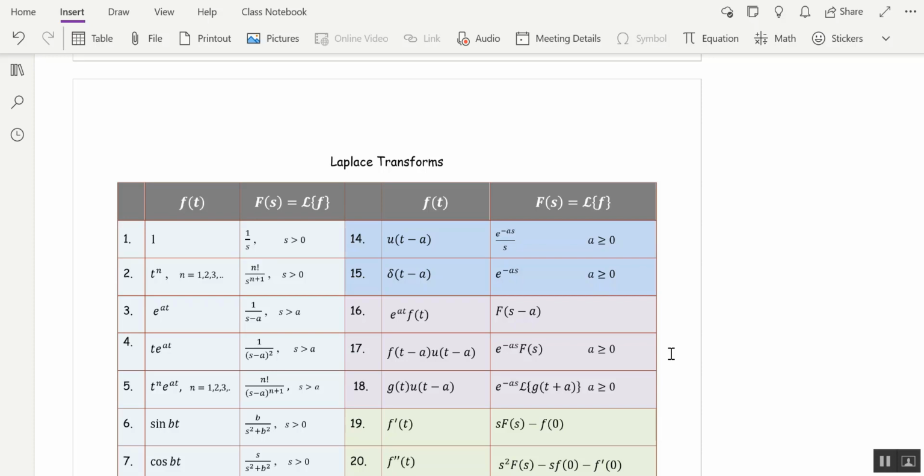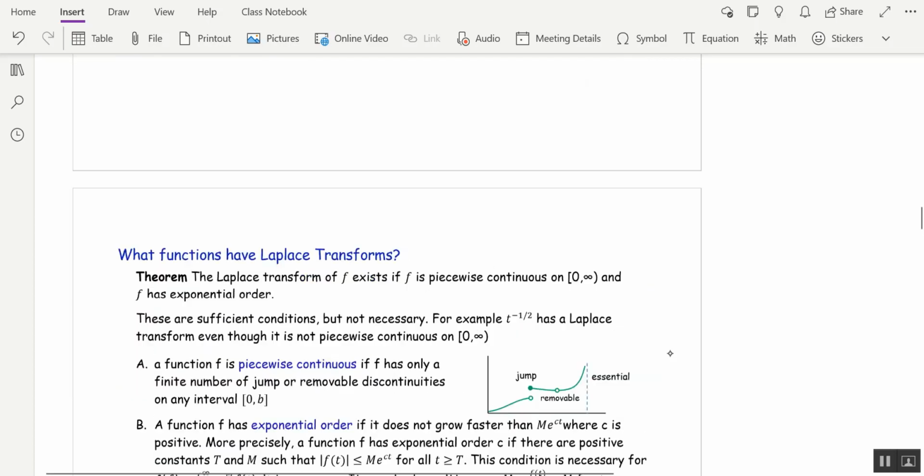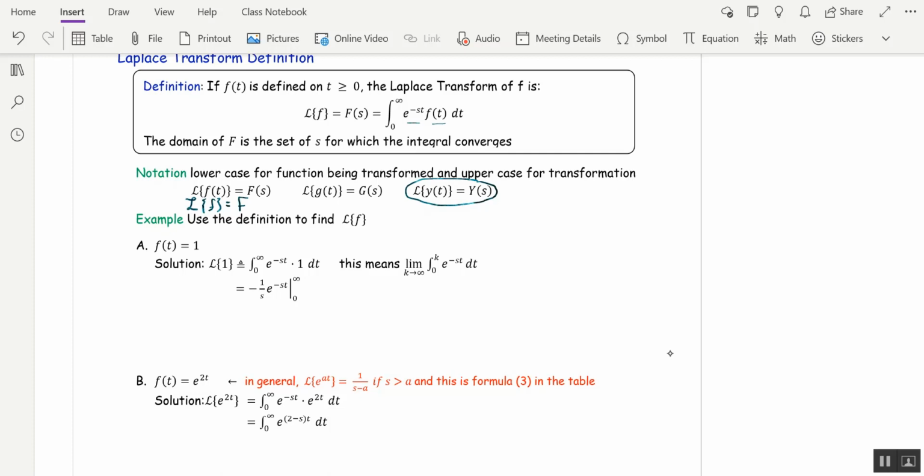And the way you read it is the functions are in the left column and their Laplace transforms are in the right. So L of 1 should be 1 over s. That should be our answer. Let's see if that happens. Okay, so L of 1.